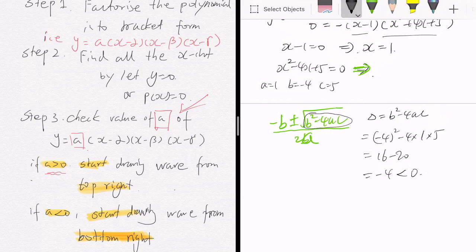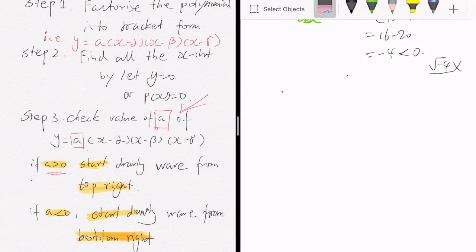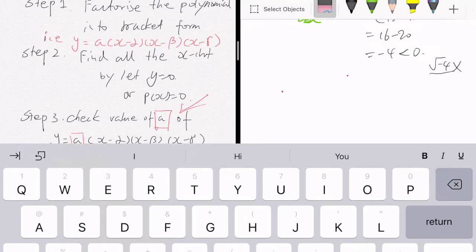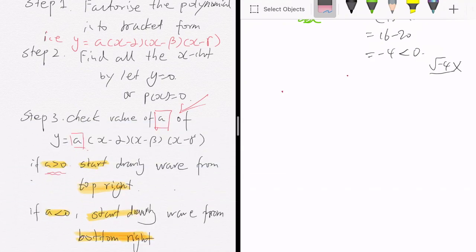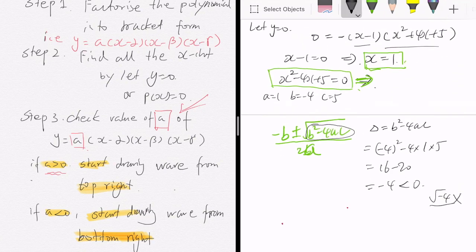So you have a discriminant that's smaller than 0. That means you will never solve this equation, because the square root of -4 doesn't exist. So there's no solution for this one. Therefore, x equal to 1 is the only x-intercept you have. So now we have finished step 2. We found all the x-intercepts, which in this case is only x equal to 1.